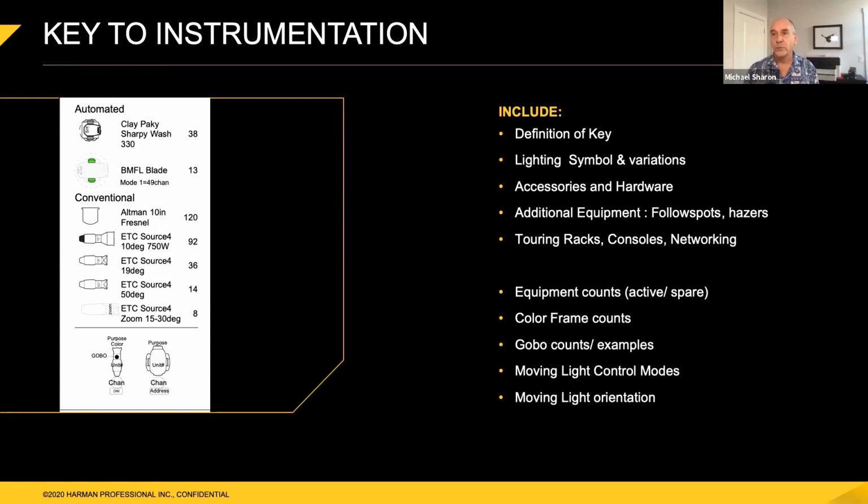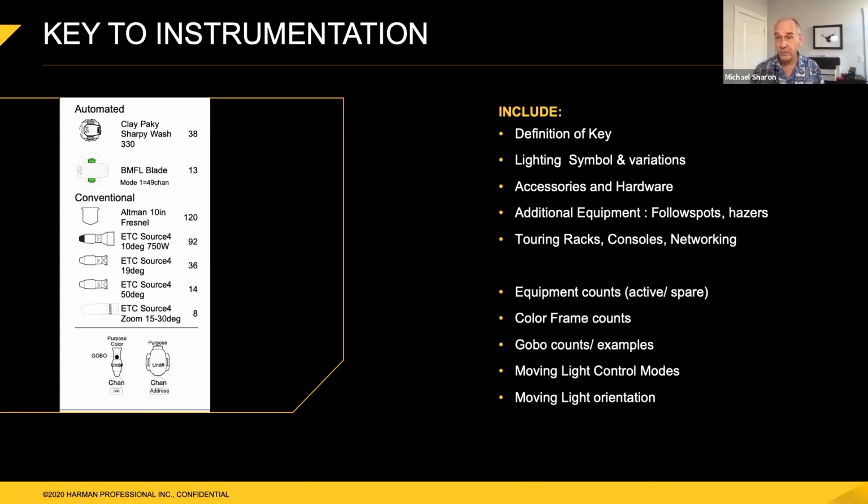Things I'll include are counts on everything so that we'll know that, oh yeah, on this particular show, we've got 38 Sharpie washes. On this particular one, I've got 8 Source 4 zooms. If you've got 3,000 lights, it's really tough to just find those 8. So by calling it out and knowing that, oh yes, we've got 8 of those, then it's easier to work around the plot.